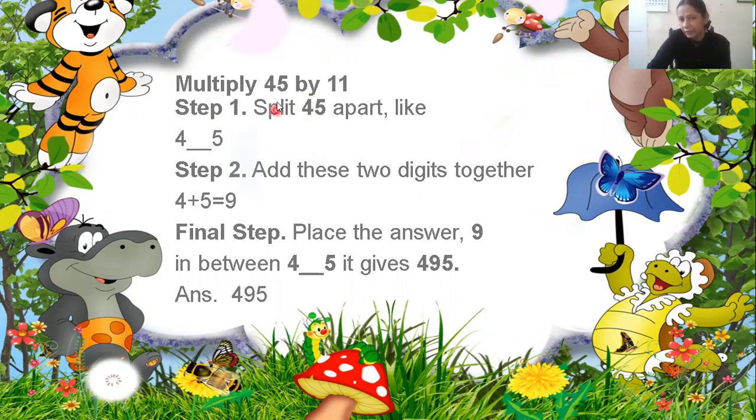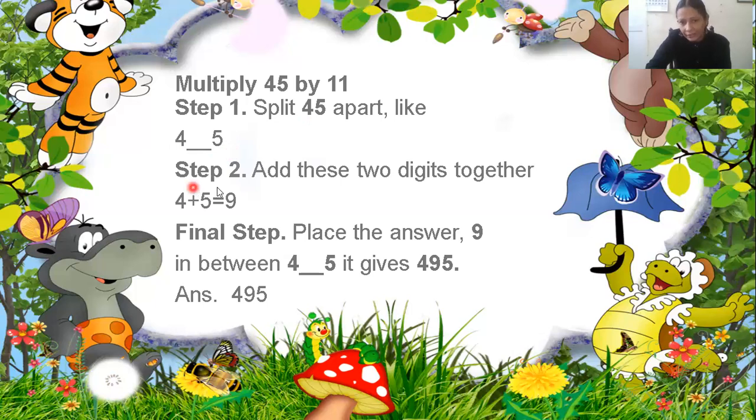You can see here in 45 you have two terms. When you split 45 apart, you will write the first term, 4, then put this slash in between, and the last term is 5, so you write down 5. Like this you have done the splitting of 45: you have written here 4 slash 5. So the first step you have done like this.